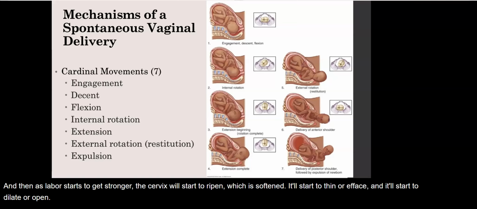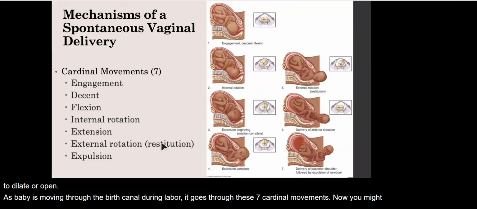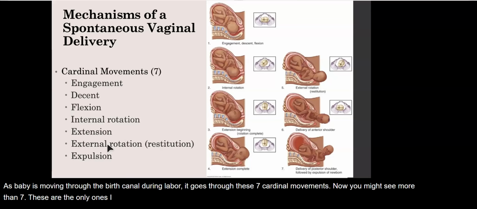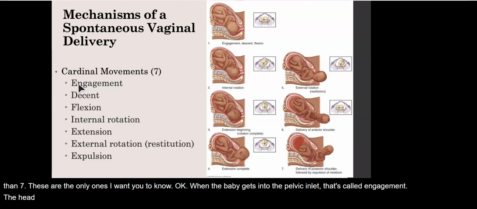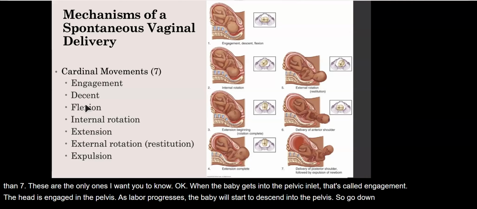As baby is moving through the birth canal during labor, it goes through these 7 cardinal movements. Now you might see more than 7. These are the only ones I want you to know, okay? When the baby gets into the pelvic inlet, that's called engagement. The head is engaged in the pelvis. As labor progresses, the baby will start to descend into the pelvis, so go down, move down through the pelvis.